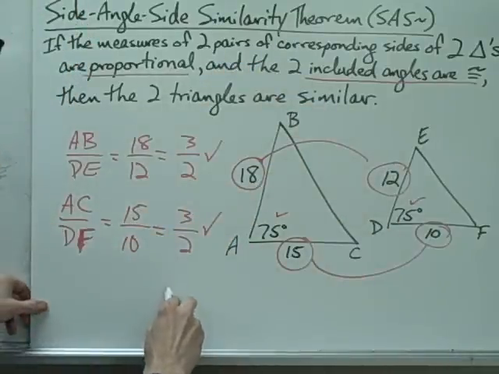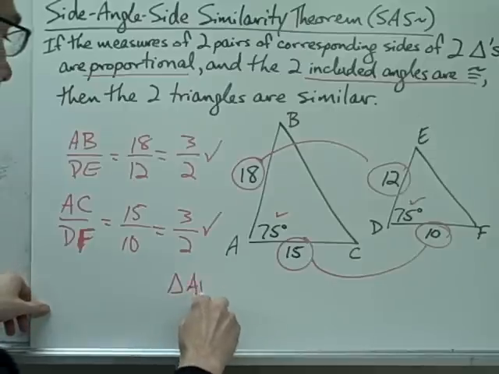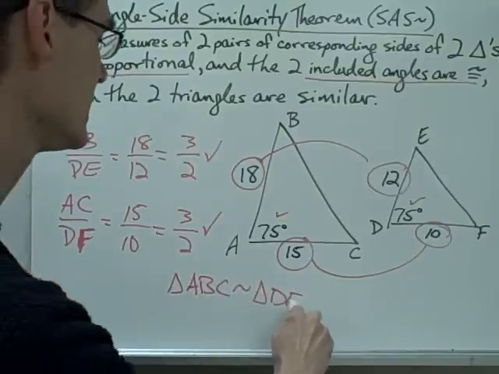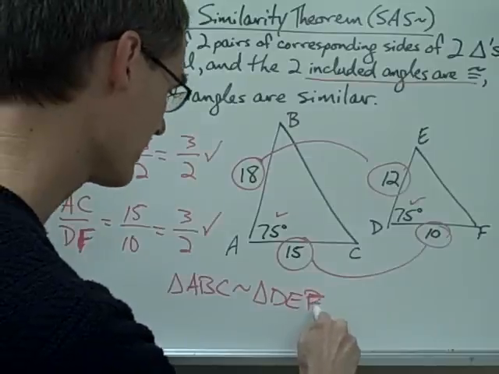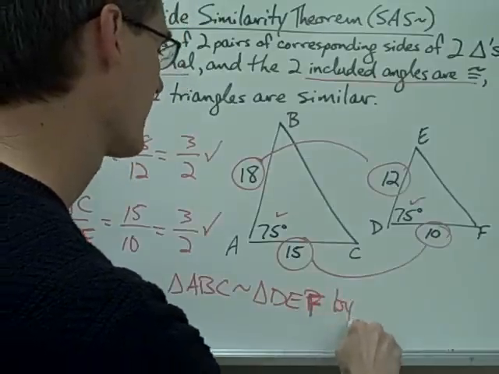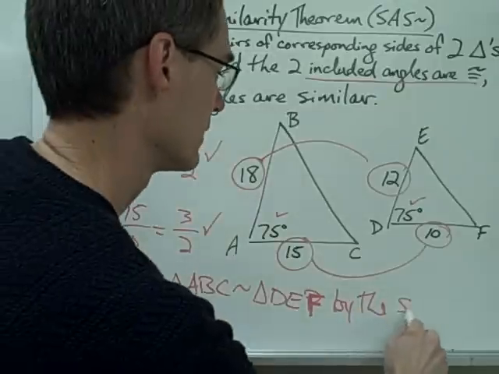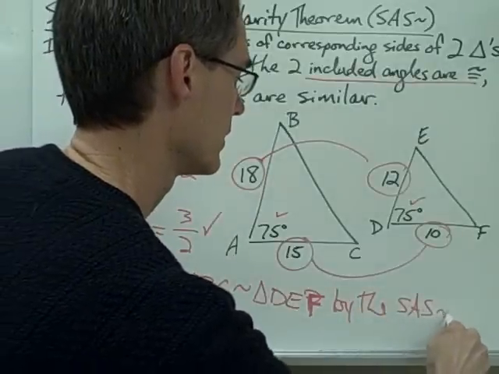So I can say triangle ABC is similar to triangle DEF by the side-angle-side similarity theorem.